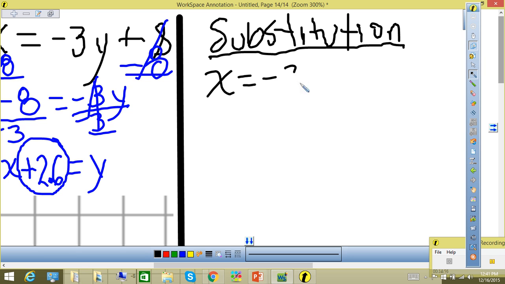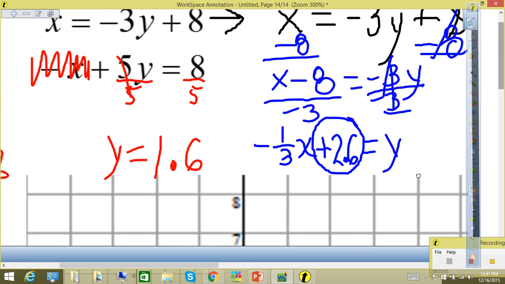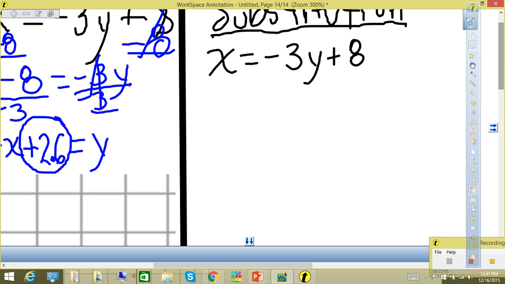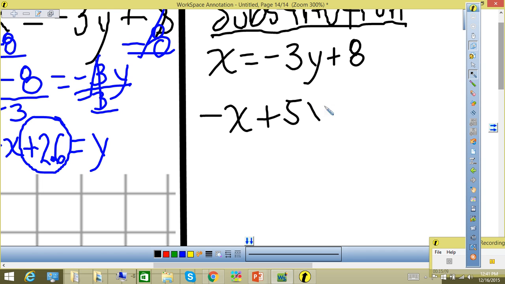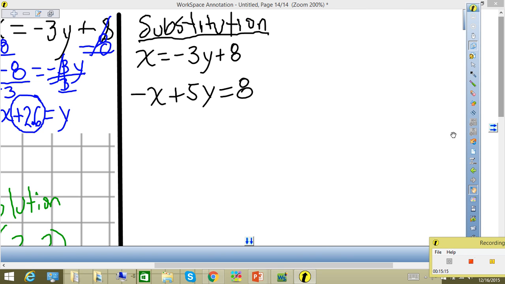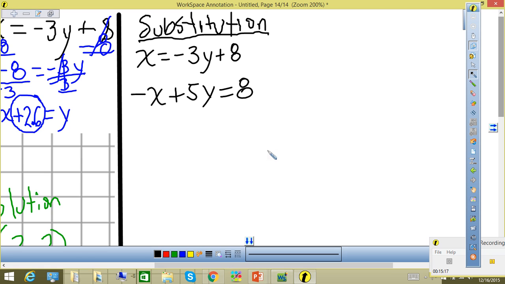X equals negative 3y plus 8. And the other equation was what? Negative x plus 5y equals 8. Negative x plus 5y equals 8. Copy that, please. Here it goes. Everyone, what is the first step for solving for substitution?